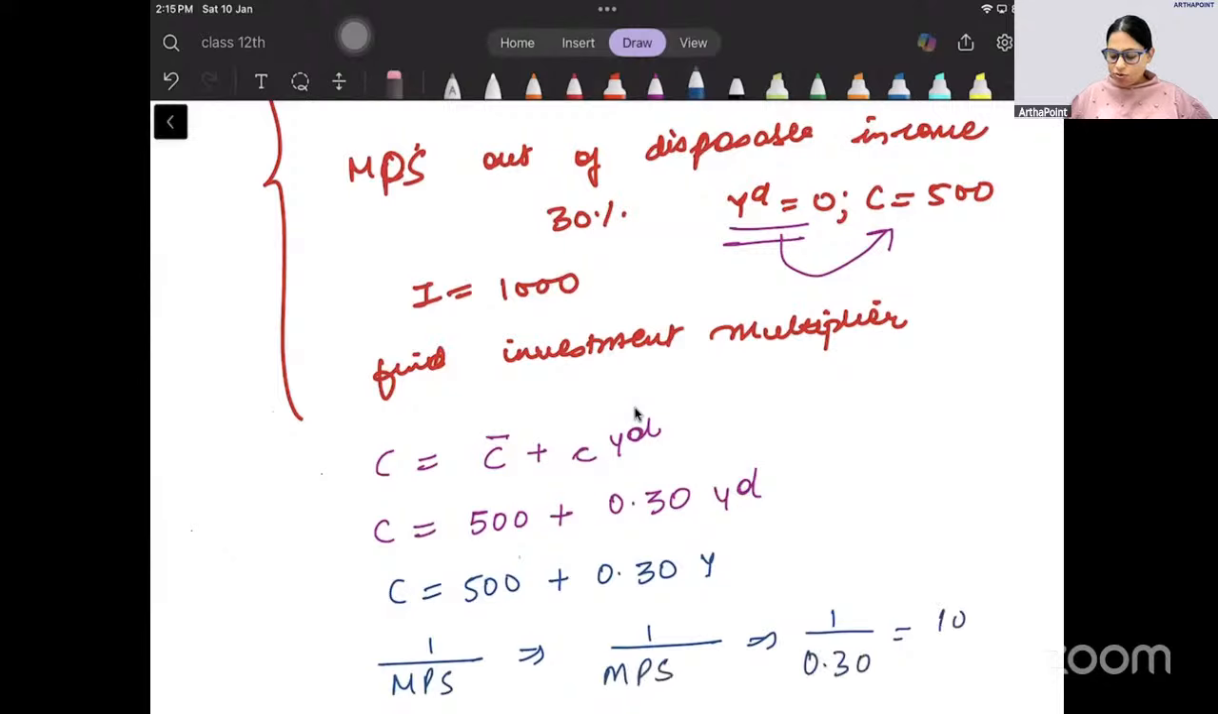Zero 0.30, 10 by 3. Okay. You can simply use MPS.